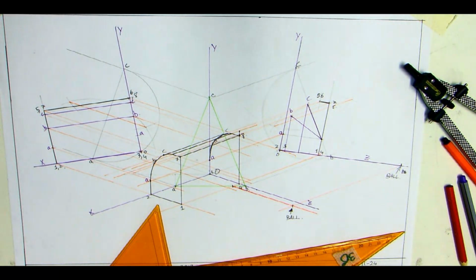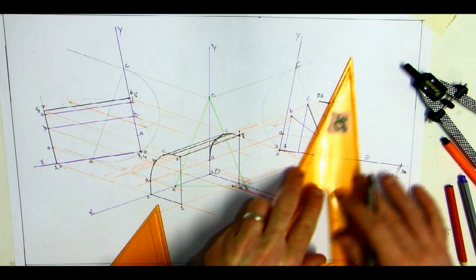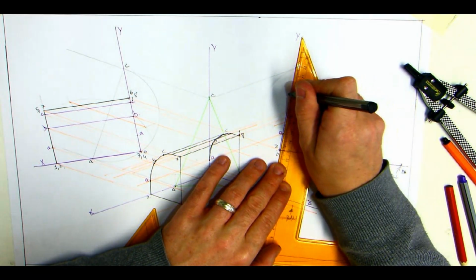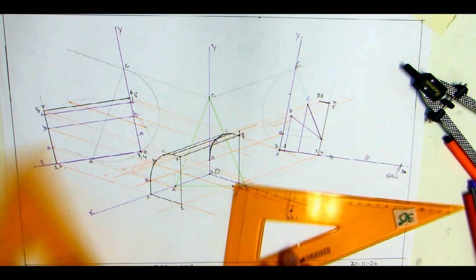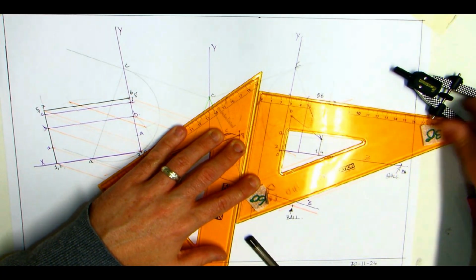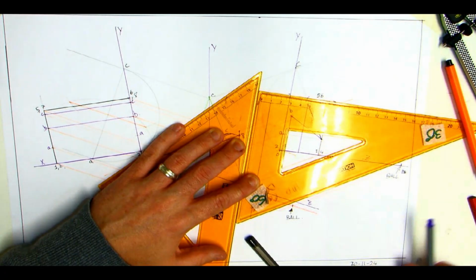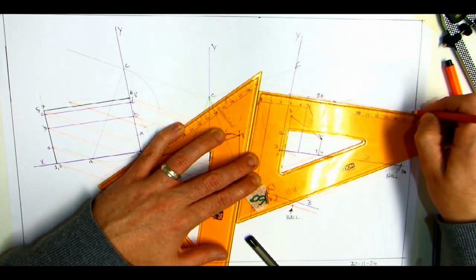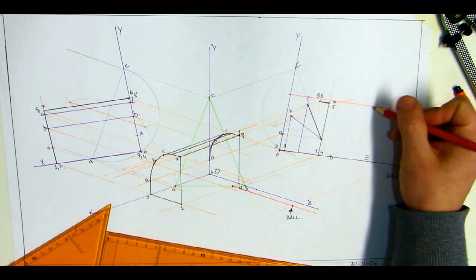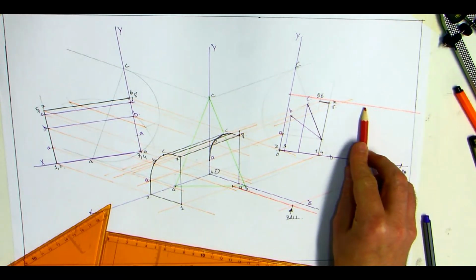Okay, and the question says the path of the ball after it is kicked is a parabola which reaches a maximum height of 6 meters. So I know that if I measure up here 6 meters, this is the maximum height that this ball will reach. That red line going across is the maximum height that that ball will reach. Ball starts there and reaches its maximum height, which is 6 meters above the ground.